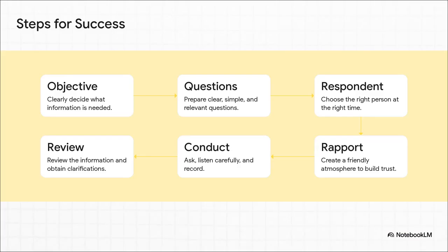Okay, so the crucial thing to understand here is how these 6 steps flow together, almost like a story. Let's imagine you're preparing to help a student who is really struggling. Step 1, define your objective. Why are we even talking? Okay, they're failing math. Step 2, prepare clear, simple questions about their study habits. Step 3, select the right time. You definitely don't want to pull them aside when they're frantically rushing to catch the bus.